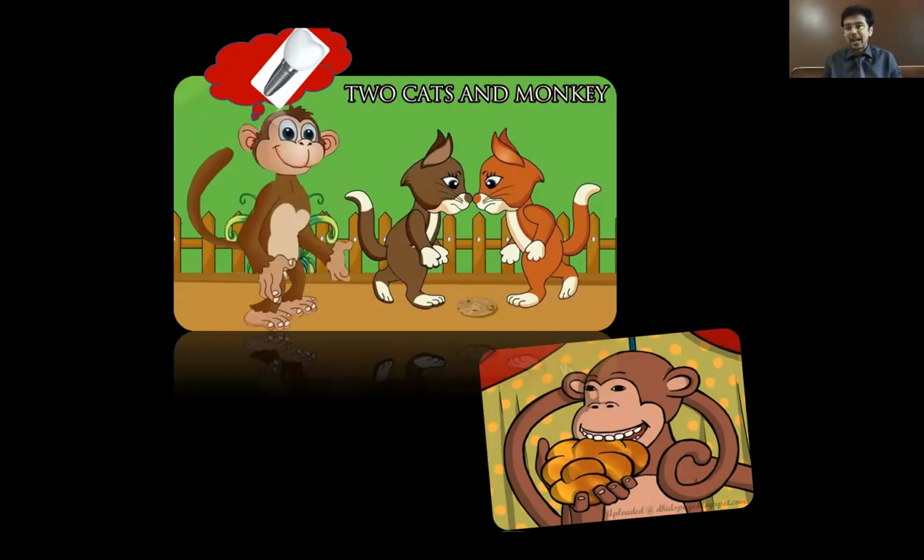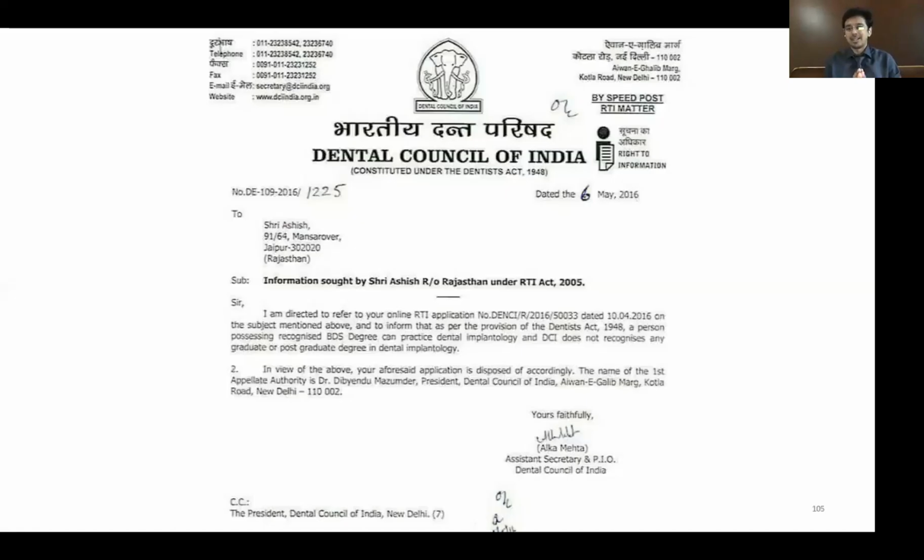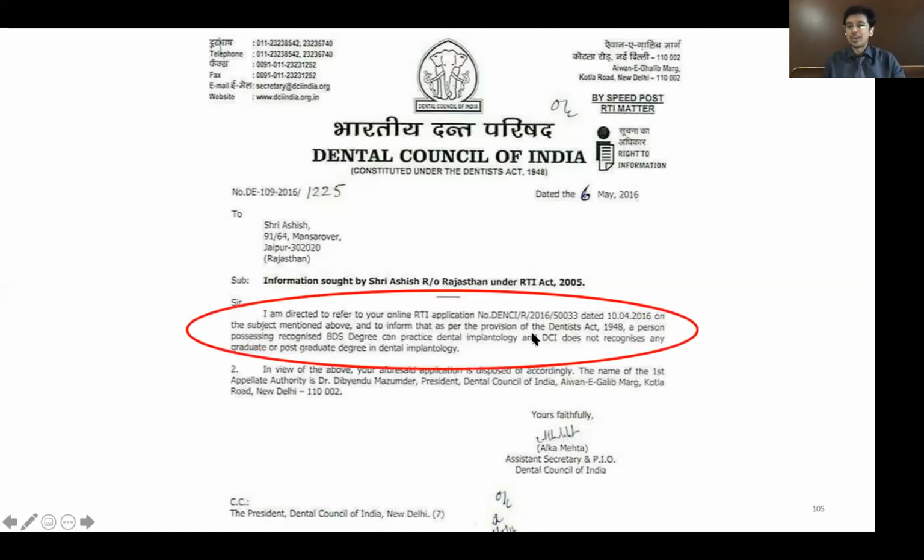a general dentist actually filed an RTI in the Dental Council of India, to which on 6th May 2016, DCI reported. So DCI gave it in writing that a person possessing a recognized BDS degree can practice dental implantology, and DCI does not recognize any graduate or postgraduate degree in dental implantology. So this is the current guideline which still holds from DCI.